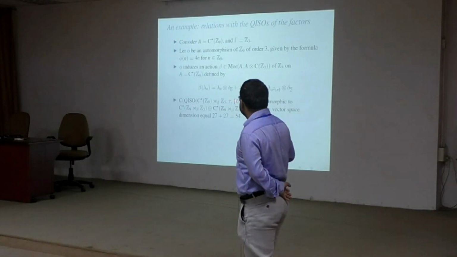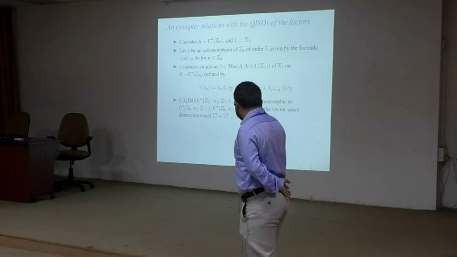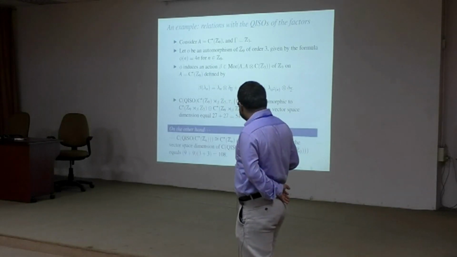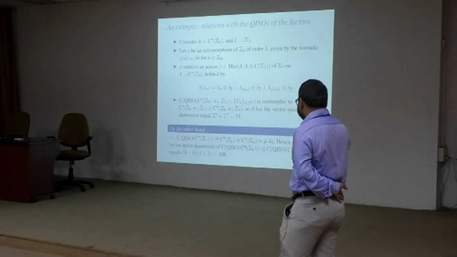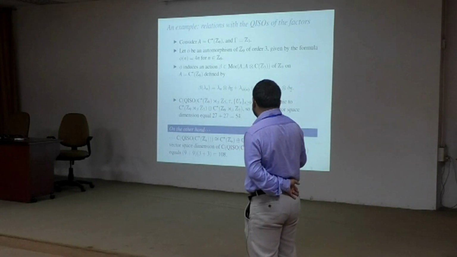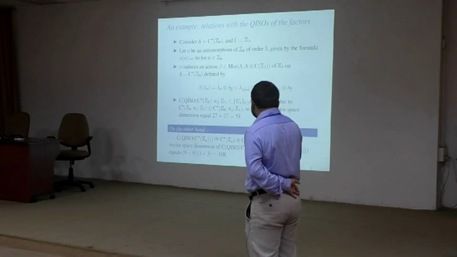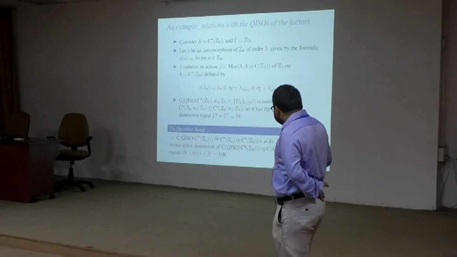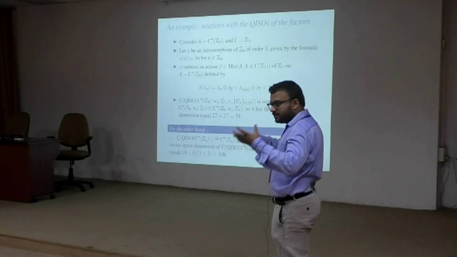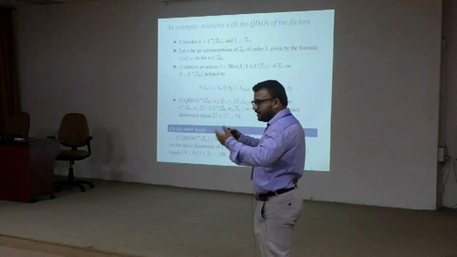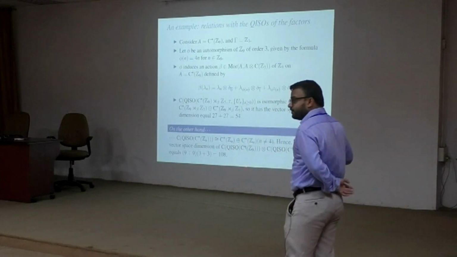Now we wanted to understand whether the Q iso of this object is somehow related to the Q iso of the factors. It turns out, on the other hand, that the Q iso of Zn in general, for n not equal to 4, is the direct sum. Therefore, the vector space dimension of C-star Z9 and C-star Z3 is 108. Which means, because the reduced cross product contains both of these algebras, as a vector space they are actually isomorphic.